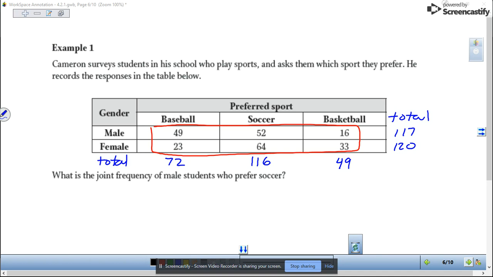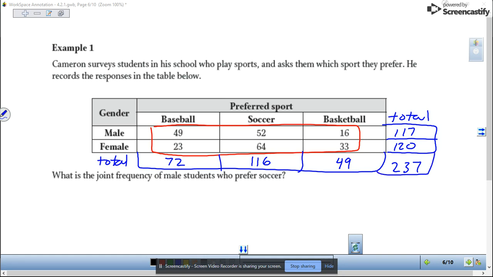Okay. And now, not included in that, but also equally good to know, is the overall total. How many people total were surveyed? And so that's going to be 237. All right. And you should be able to find that by adding up the column, adding those totals, or by adding this bottom row. They should add up the same, right? Because it should add up the same total. If it doesn't, then obviously something's incorrect.